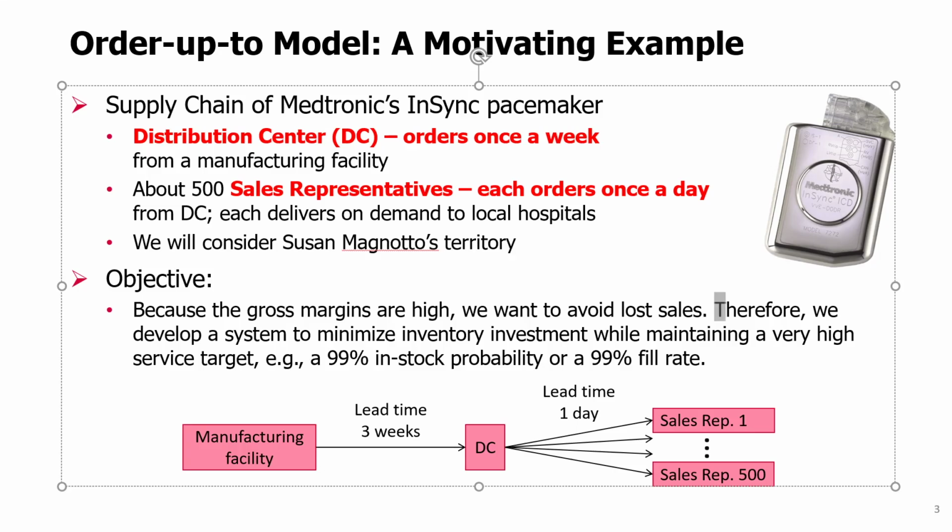disappointed medics or hospital administration, and they might say, let's shift to another supplier, perhaps, who will provide us with better service. So because of this, we want to have a system that manages this inventory in the supply chain that will provide a very high service level, right? We want to target very high service levels, something like 99% in stock probability or 99% fill rate.